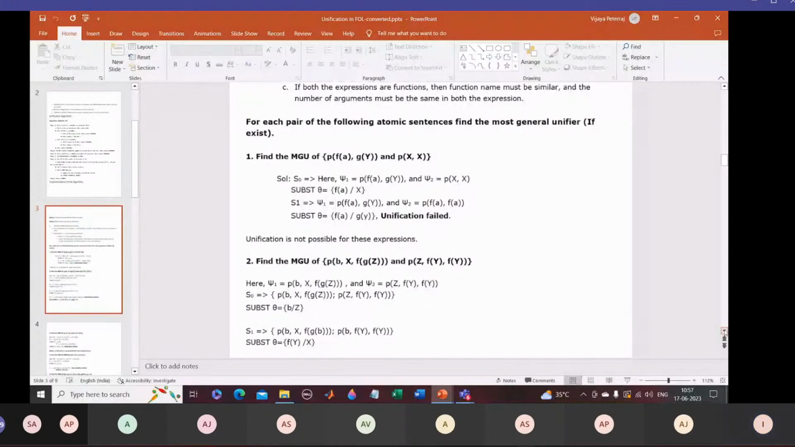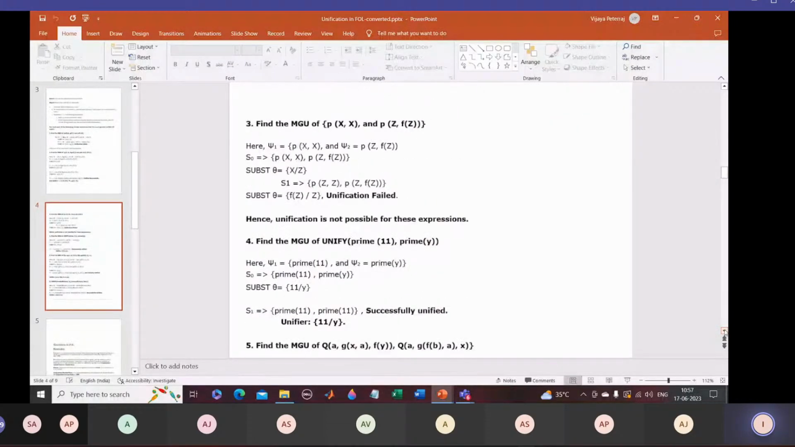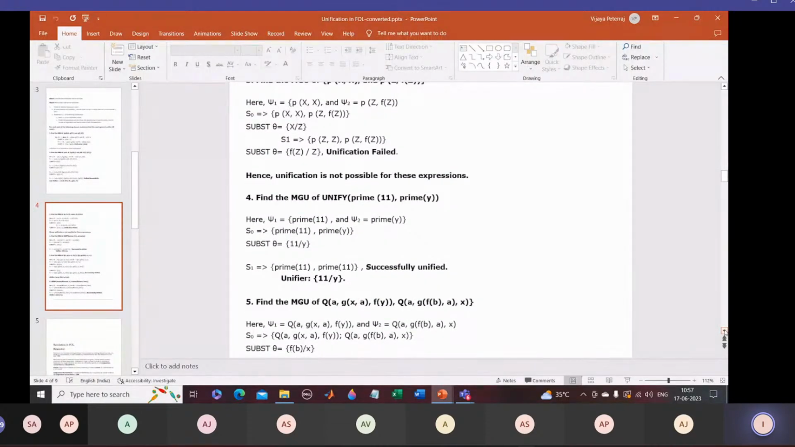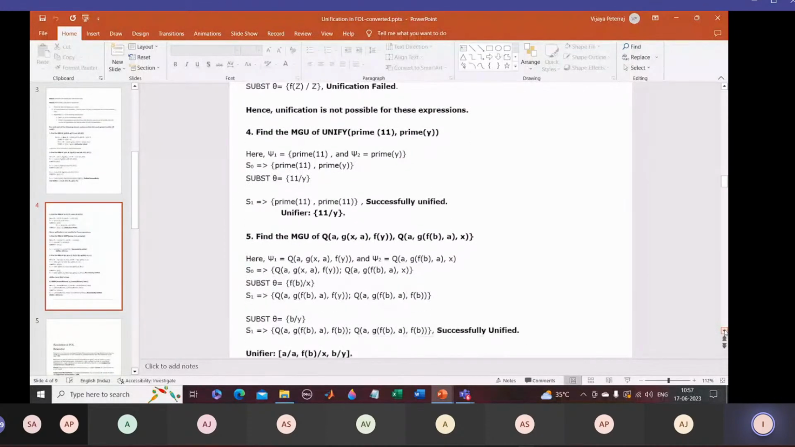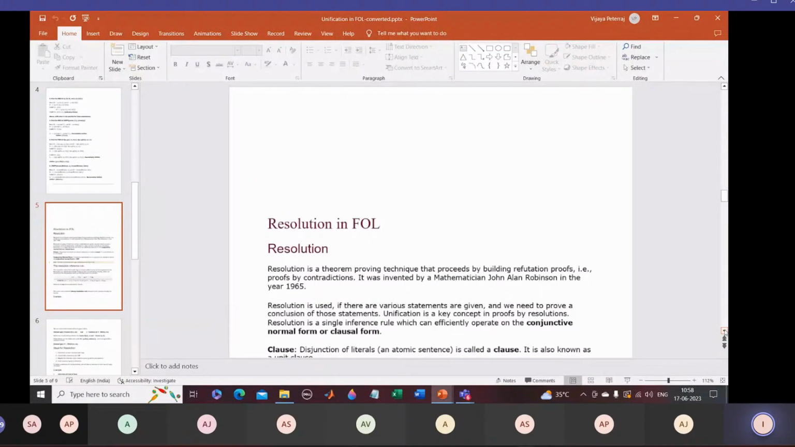All these are examples. I don't think they will be asking for the examples. So how is it unified? What is a unifier? Why did the unification fail? There are five to six examples. You can just go through them.